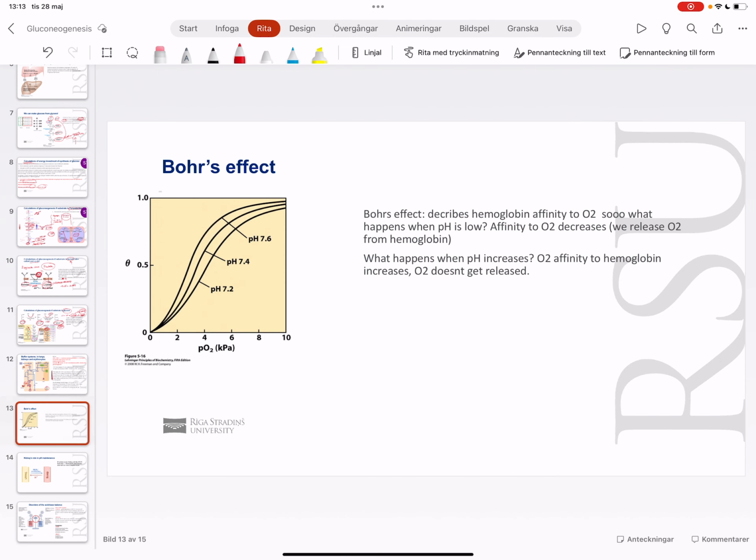Yeah. And so also this is Bohr's effect. So when pH is low, the affinity to oxygen will decrease. And if pH is high, the oxygen affinity to hemoglobin will increase, so the oxygen does not get released when pH is more basic.